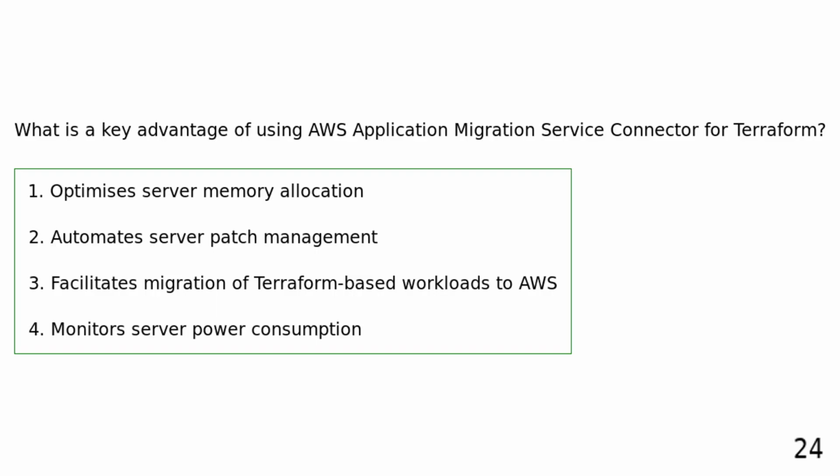What is a key advantage of using AWS Application Migration Service Connector for Terraform? Optimizes server memory allocation. Automates server patch management. Facilitates migration of Terraform-based workloads to AWS. Monitors server power consumption.